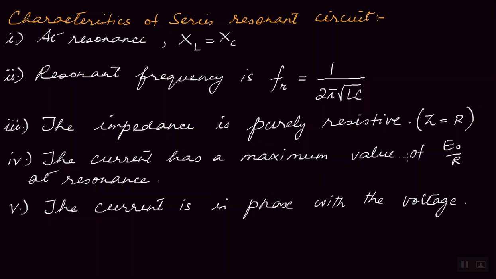The current has a maximum value of E naught by R at resonance, and the current is in phase with the voltage. This we know from the phasor diagram of a purely resistive circuit. So you can see in this phasor diagram that between E naught and I naught, there is no angle. The phase difference between them is 0. So in that case, we say that they are in phase. All right, so these are the important points when it comes to resonance of LCR circuit.